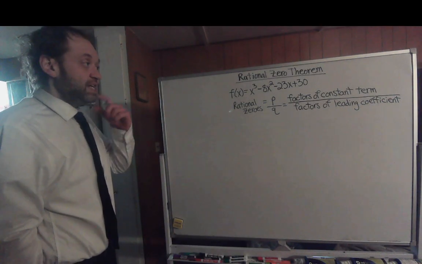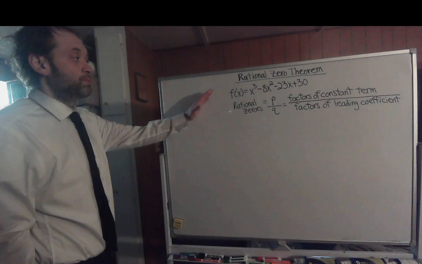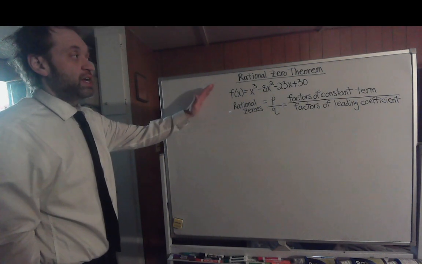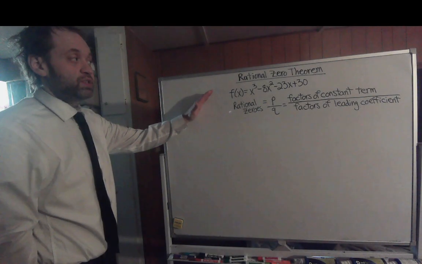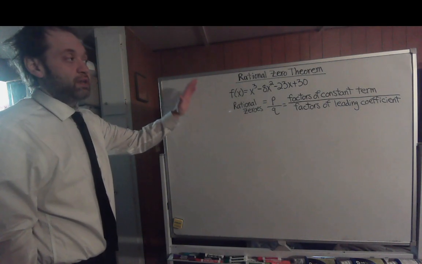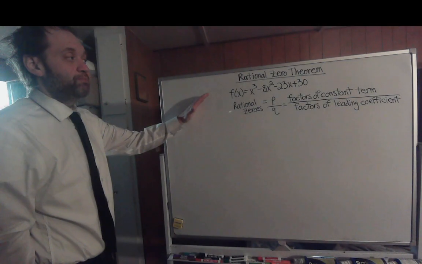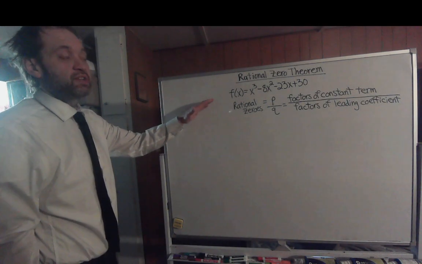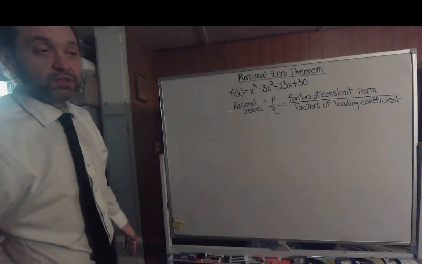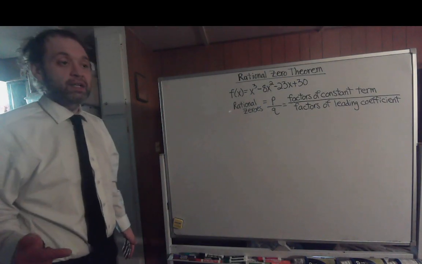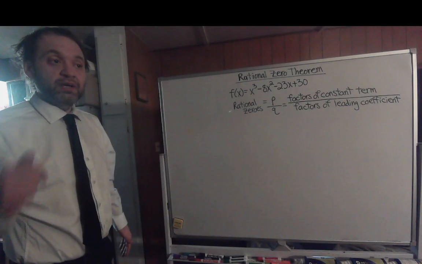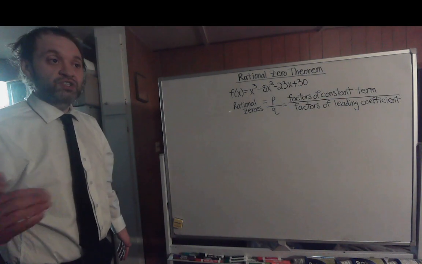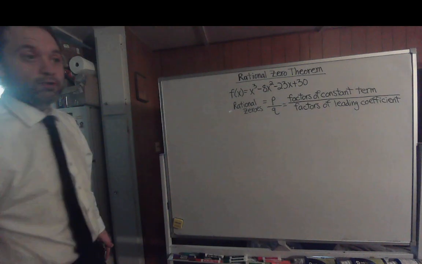But for today's sake, we're going to assume everything has rational zeros, meaning that we can use this. And also for today's lesson, we're only going to be concerned with the real zeros. Now, the next lesson, when we get into the fundamental theorem of algebra, we'll be concerned with a whole set of complex zeros.